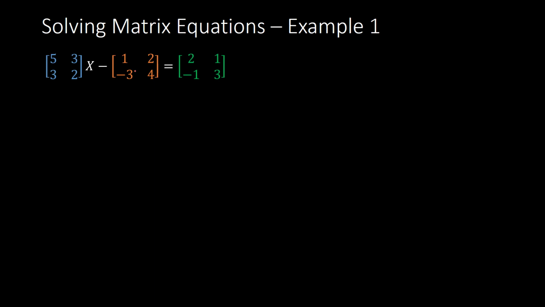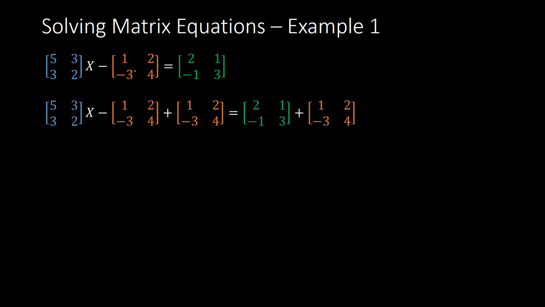So to get rid of the subtraction, I need to do the opposite, which is addition. So I'm going to add that matrix to both sides. So now I'm adding the matrix to both sides here and here. So now this will cancel. And on the right side, I have 2 plus 1 to get 3, 1 plus 2 to get 3, -1 plus -3 is -4, and 3 plus 4 is 7.